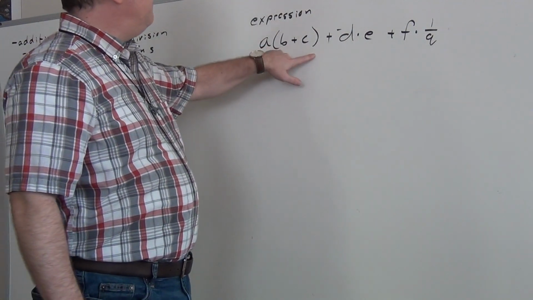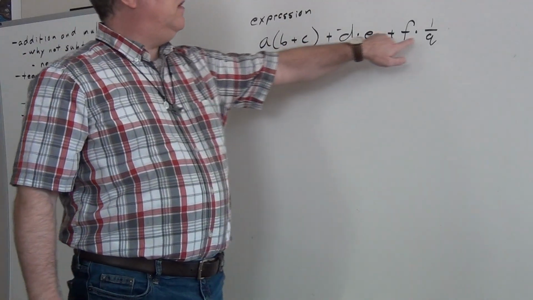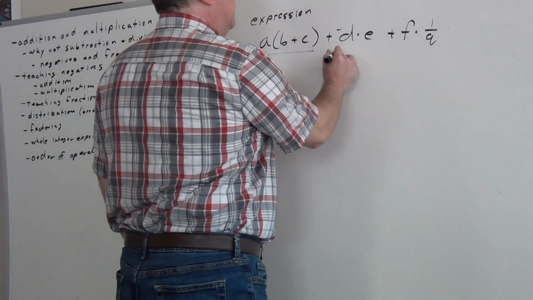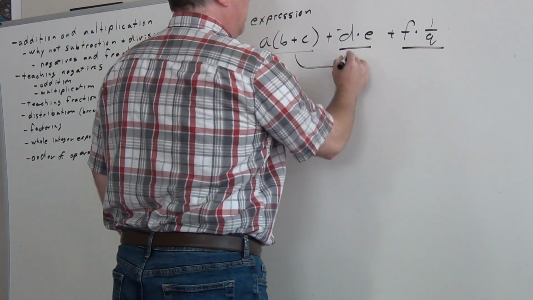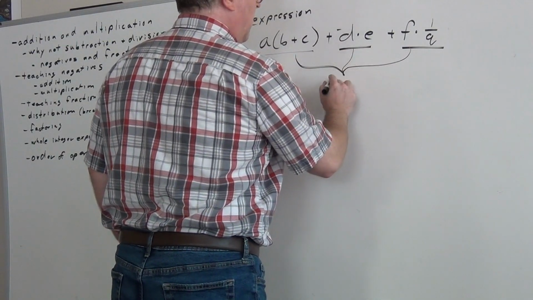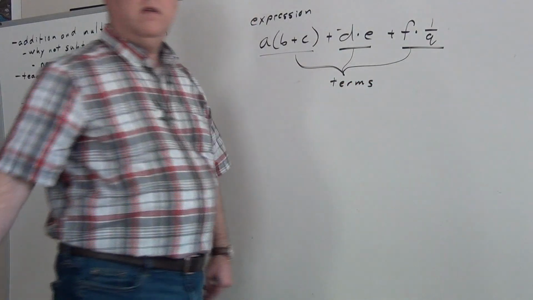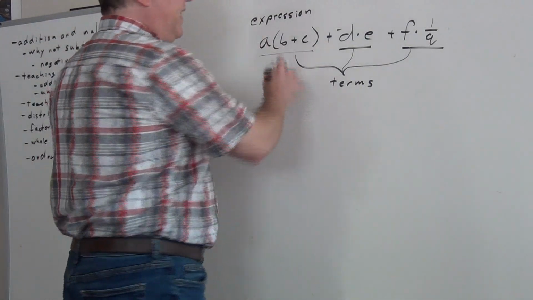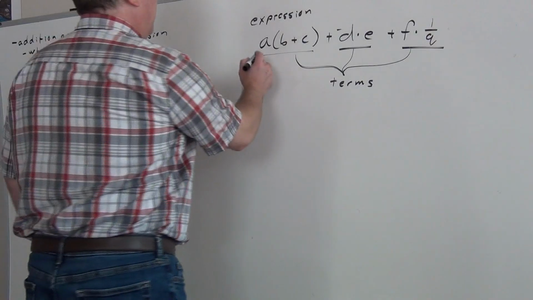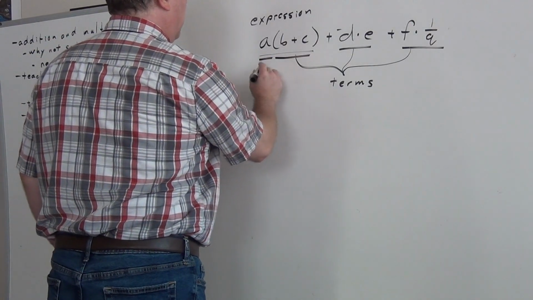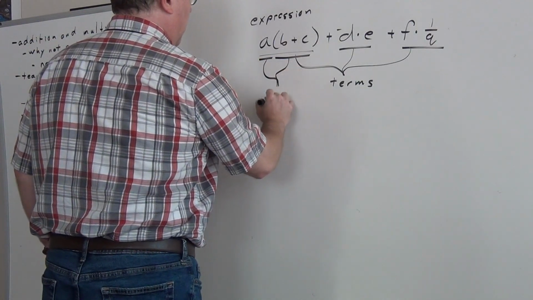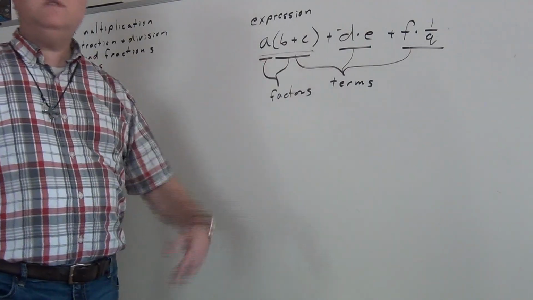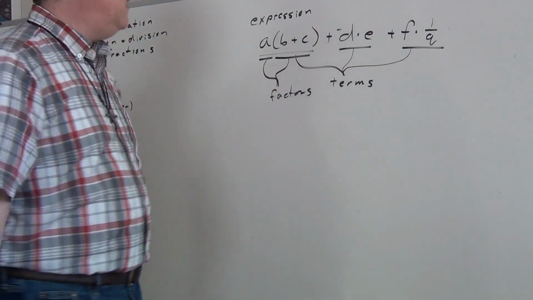Now, notice this expression has one or more pieces that are added together. These pieces that are added together are called terms. Right? Each term is made up of things that are multiplied together. So here and here, these two things that are multiplied together are called factors. And notice that one of these factors is made up of two terms. So they can be nested. This definition can be nested.